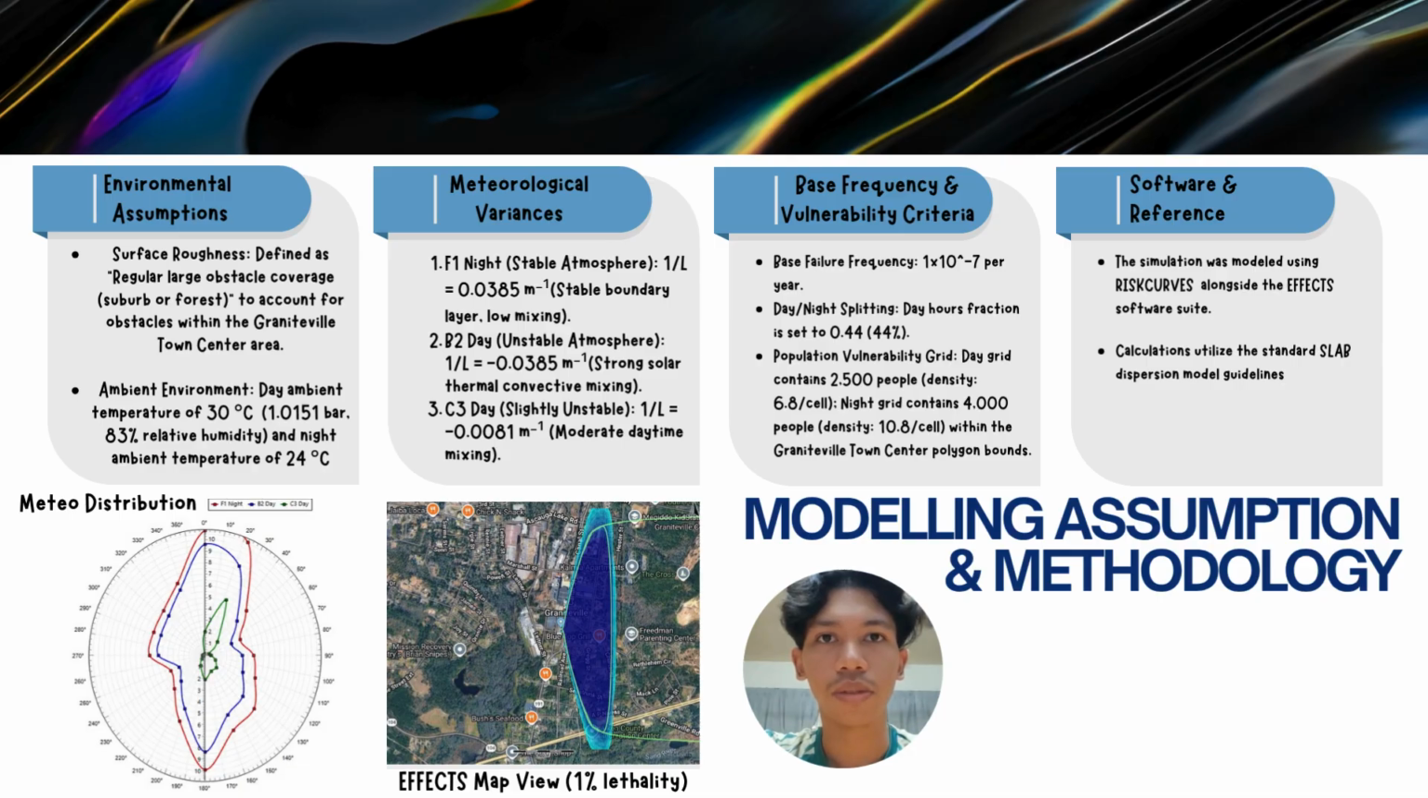So for the risk assessment, the base failure frequency was set to 1 times 10 to the power of -7 per year. The model also included separate day and night population distributions, allowing a more realistic estimation of the potential impact on the residents. The consequence modeling was performed using RISKCURVES together with the EFFECTS software, following the standard SLAB dispersion model for dense gas release.